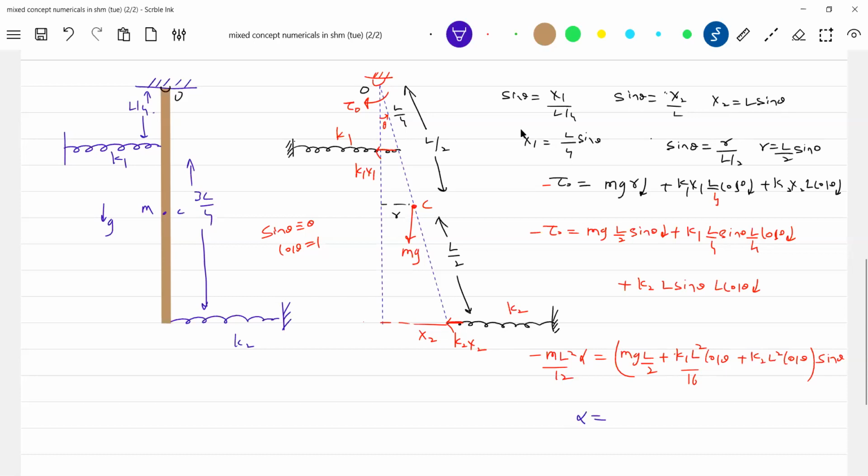Alpha is equal to, now this will become 6g by L minus alpha. Alpha is equal to, this L square gets cancelled. So 12, this will become 3k1 by 4m.